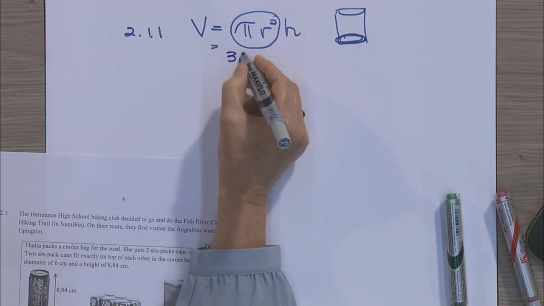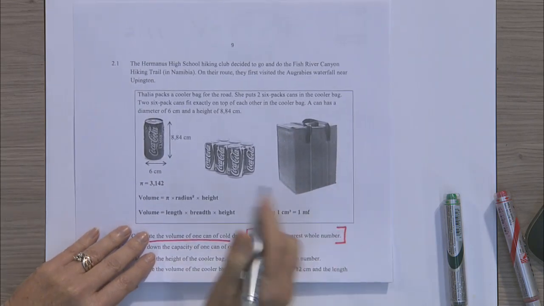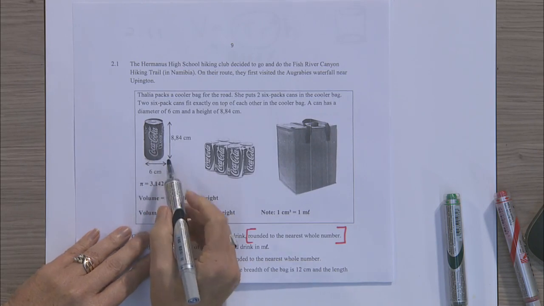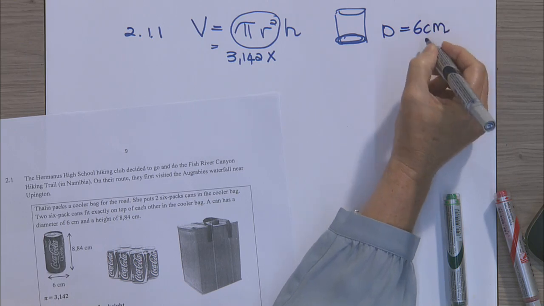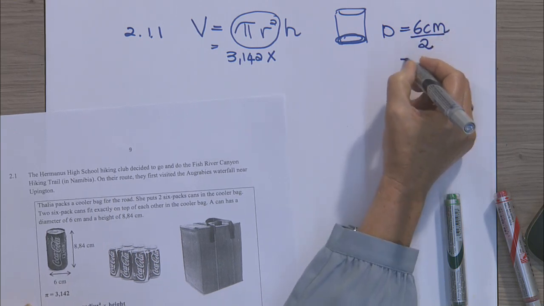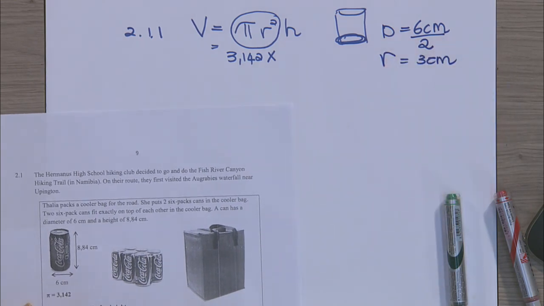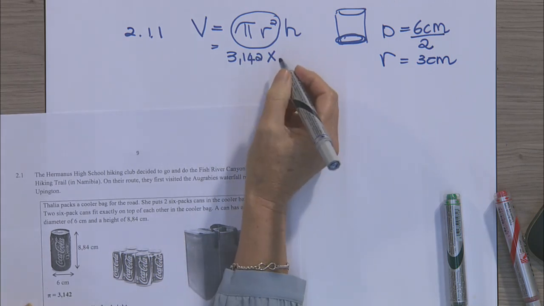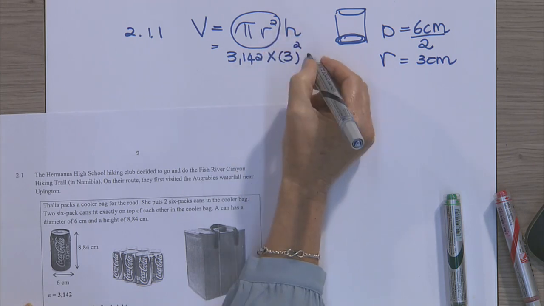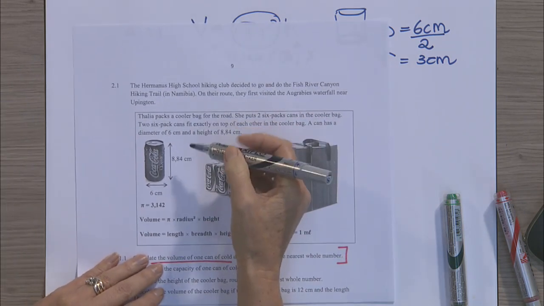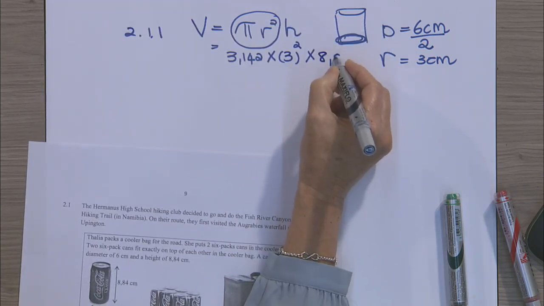Pi is 3.142 times, and then they said the diameter of the cylinder is 6. Diameter is 6 centimeters. So if we divide it by 2, we get 3 centimeters, which will then be the radius. So it is 3.142 times 3 squared, the formula, times the height of the cylinder, 8.84 centimeters.